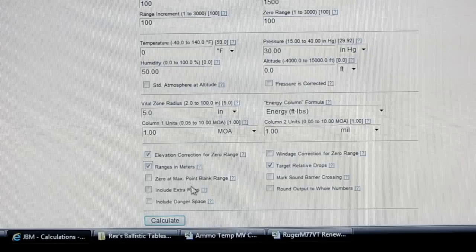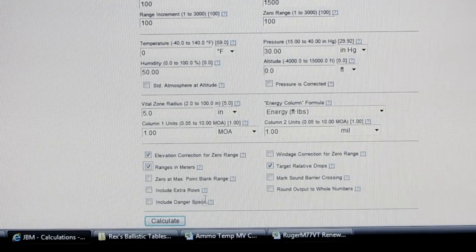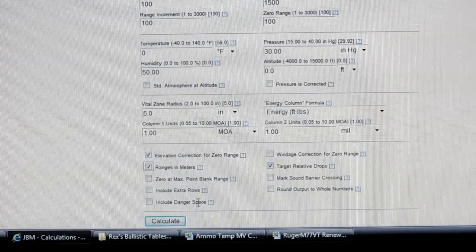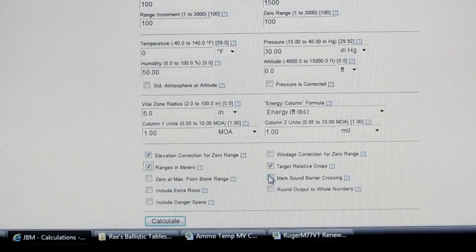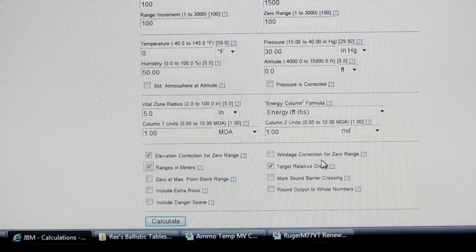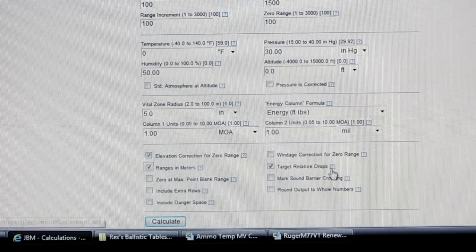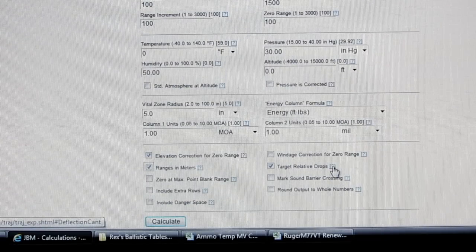Now the zero at the max point blank range, we don't need to worry about that. Include extra rows, include danger space. These are all things we can talk about later in advanced external ballistics a little more. Windage correction for zero range, we're not going to check that. Target relative drops. Let's see what that's talking about. What does that mean?